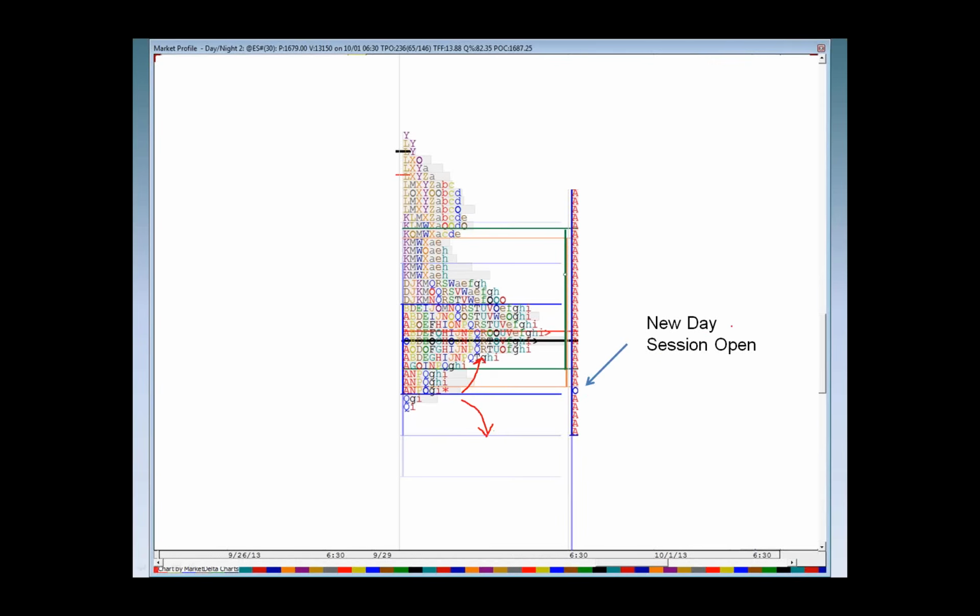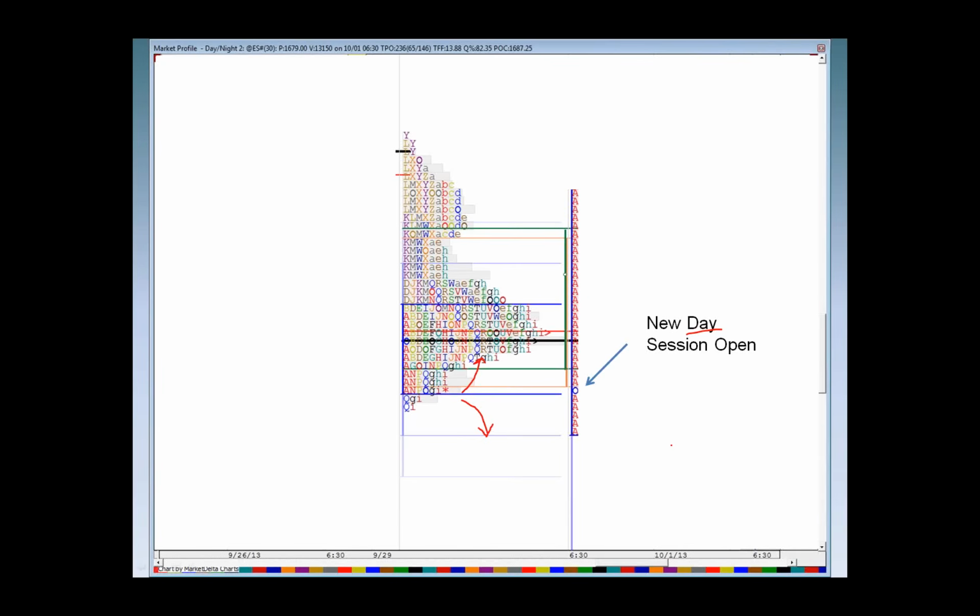Now, the new day session opens, and remember, always the new day session is often more volatile at the open, and the new day session usually has a lot more volume and is by far more active than the evening session. Unless, of course, there's unusual news or an unusual event. Those are the general rules that distinguish the two different types of sessions.